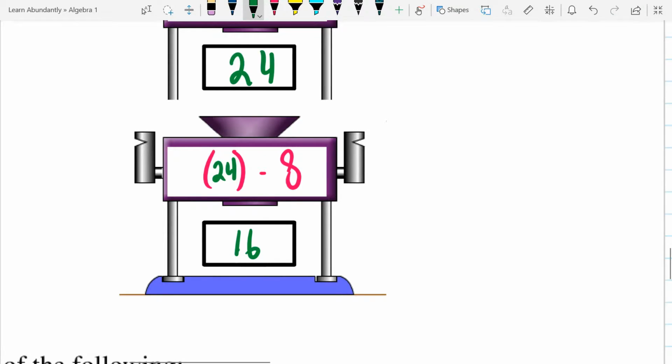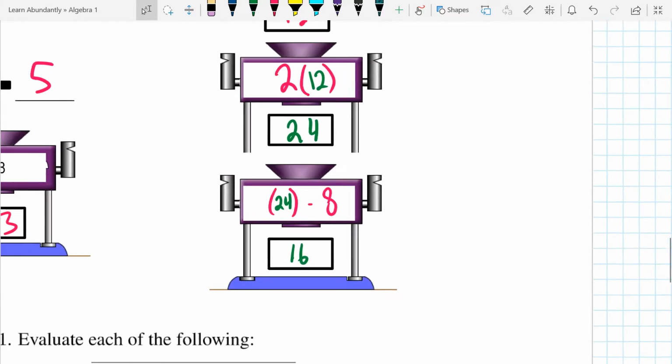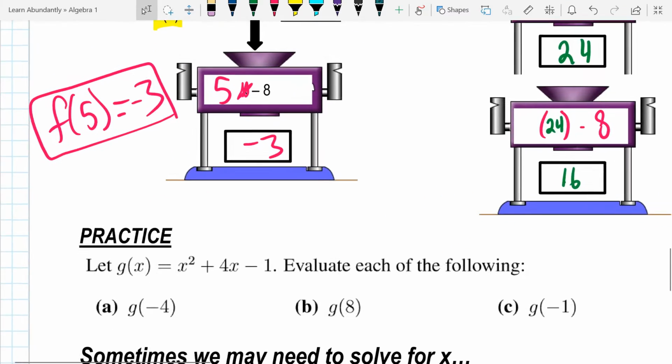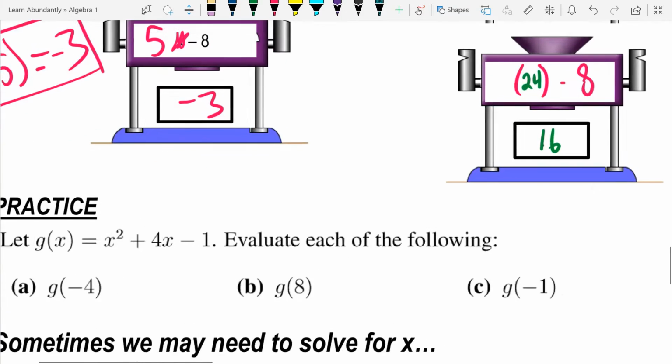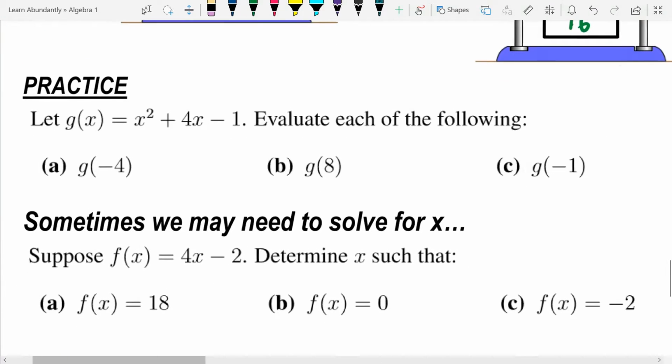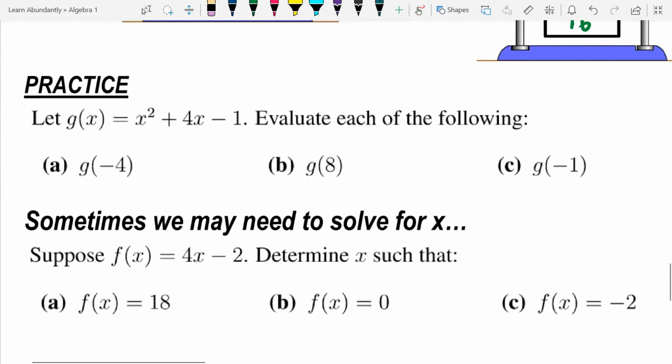Now I'm really showing you another way to think about functions. If that machine part was confusing to you, but you got what we did on the first page, do not freak out. The machine part was just another way to think about it. So if you've got it down, we're going to practice it real quick. We have our function rule. This time it's a g of x instead of an f of x.